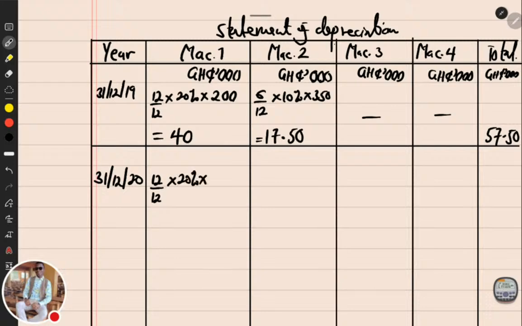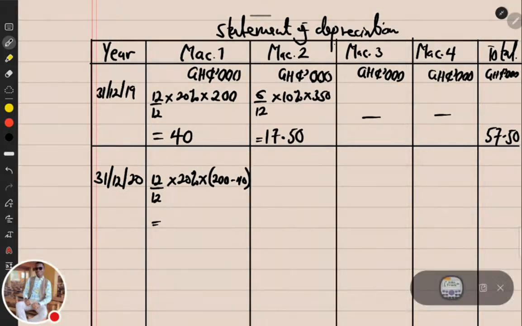20%, and then multiplying the net book value. So you're going to have 200 minus the period depreciation, which is 40 here, as you can see. So we subtract 40 from the 200. That will give us 160, I think so. Then you multiply the result by 20%, and also multiply by 12 over 12. So what do we get when we multiply this?